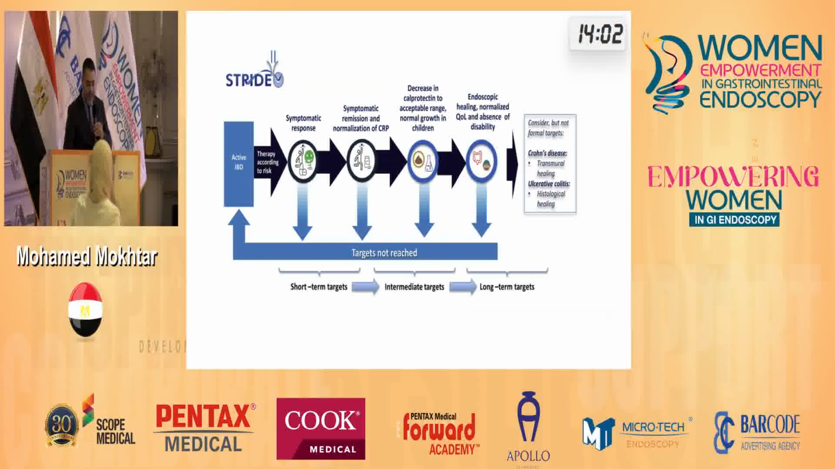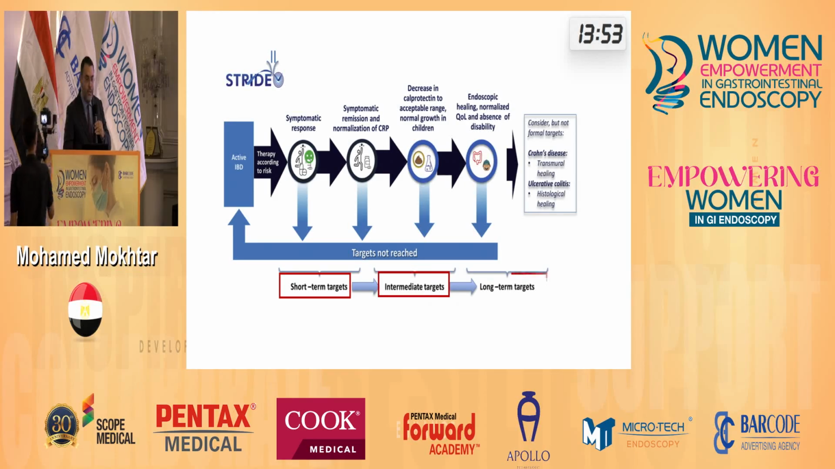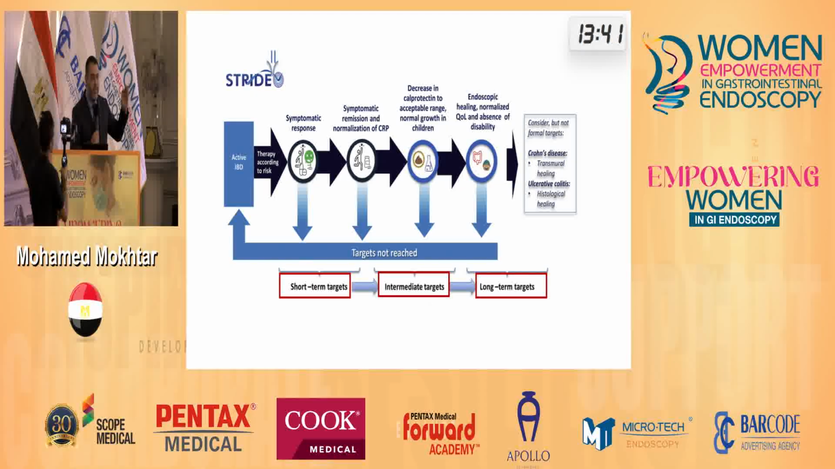So the STRIDE 2 trial changed the plan: you now have a short-term target, an intermediate target, and a long-term target, and the long-term target concerns achieving endoscopic and mucosal healing. If you don't reach this target and don't achieve endoscopic and mucosal healing, you will change the plan. So endoscopy and endoscopic scoring are very important during the management of an IBD patient, and you may change the whole course of management according to the endoscopic findings.